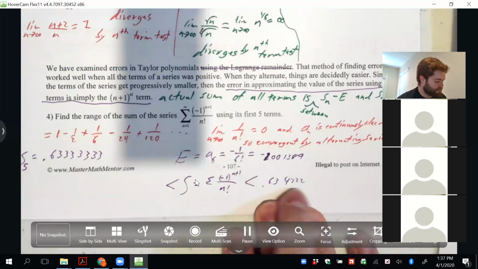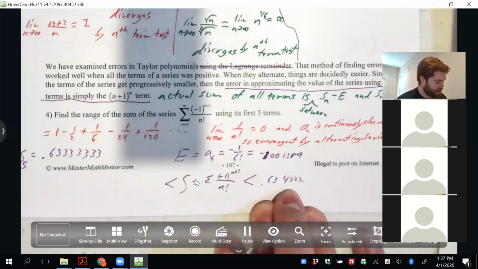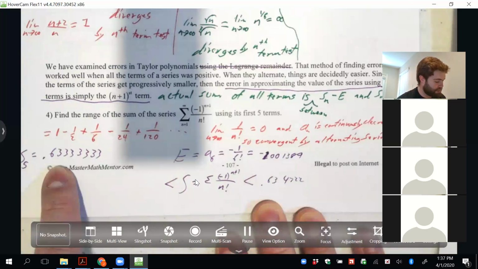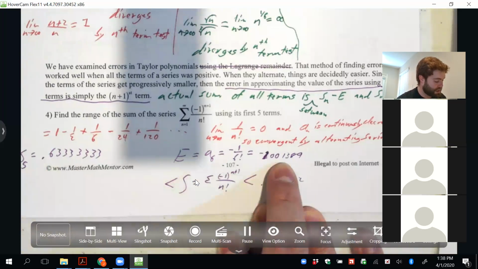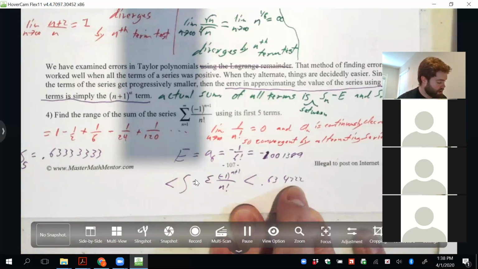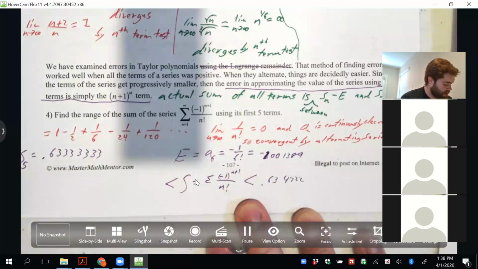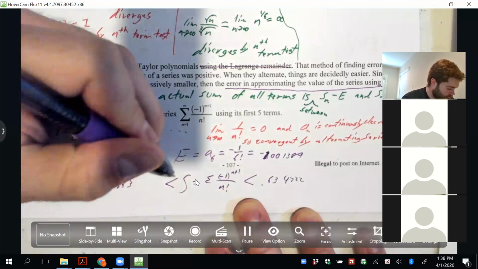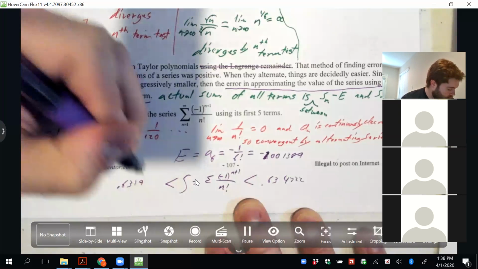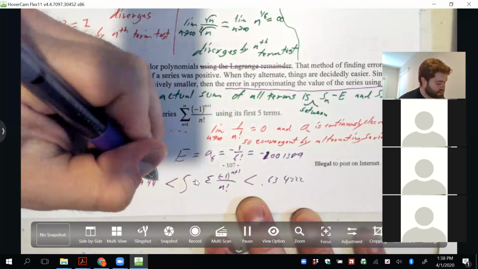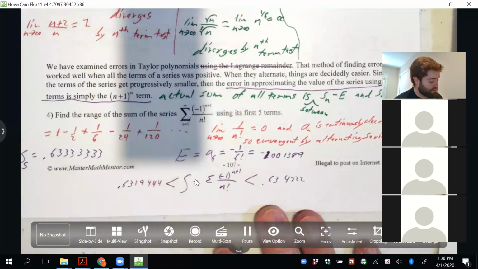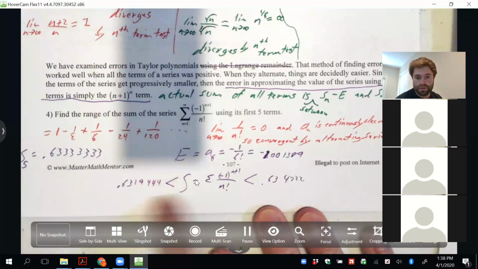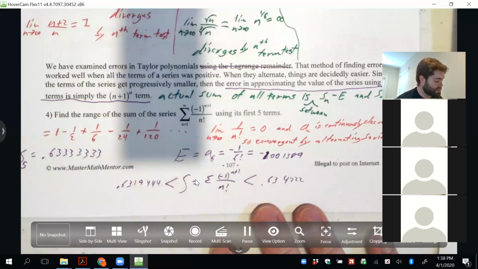But this down here, this is the final right answer. If we now take the 0.63 repeating and add that error, we get 0.634722. And then if we subtract it, we get 0.6319444. And so the actual sum would be somewhere between that, which is a very accurate summation there, very close.